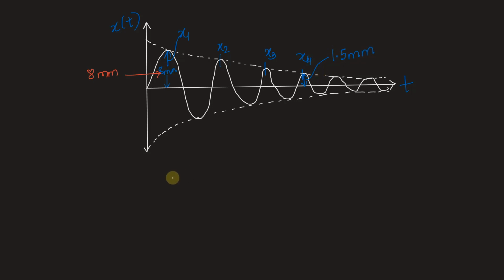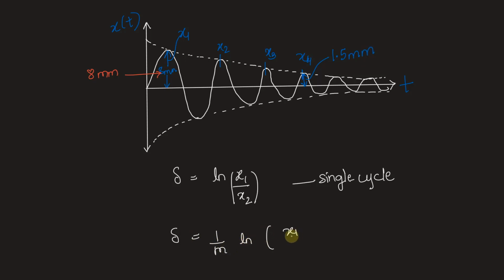So we have the logarithmic decrement as delta is equal to natural log of the successive maximum amplitudes. That means it is x1 upon x2. This ratio x1 by x2 should be greater than 1. So it is the larger amplitude x1 by smaller amplitude x2, so that this ratio is greater than 1 and we get a positive value of natural log. But this is for a single cycle. For m cycles, we have delta is equal to 1 by m ln of x1 upon x(m plus 1). This is for m cycles.